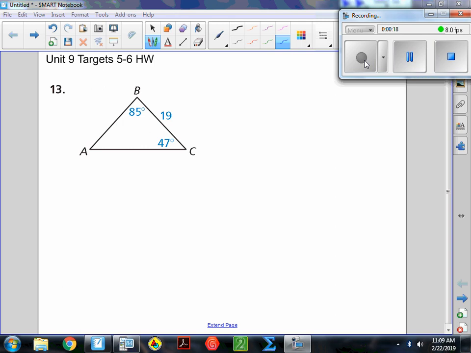Anytime you have two angles, you can find the third angle by adding them together, subtracting from 180. So 180 minus the 85 plus 47 is going to be 48. So my third angle in my triangle is 48 degrees. And now I have all three angles.